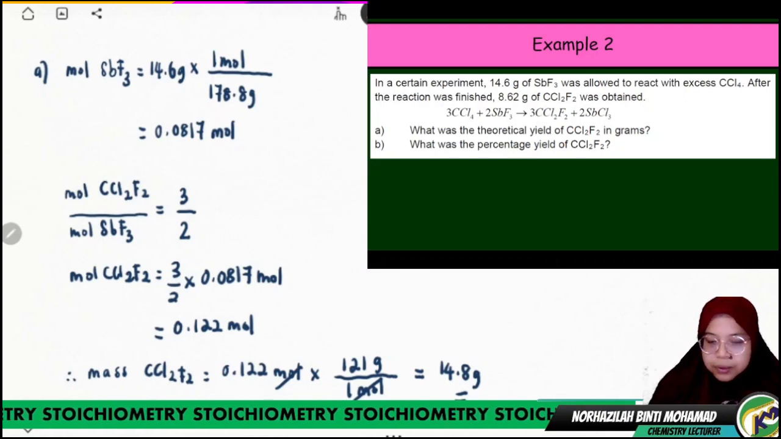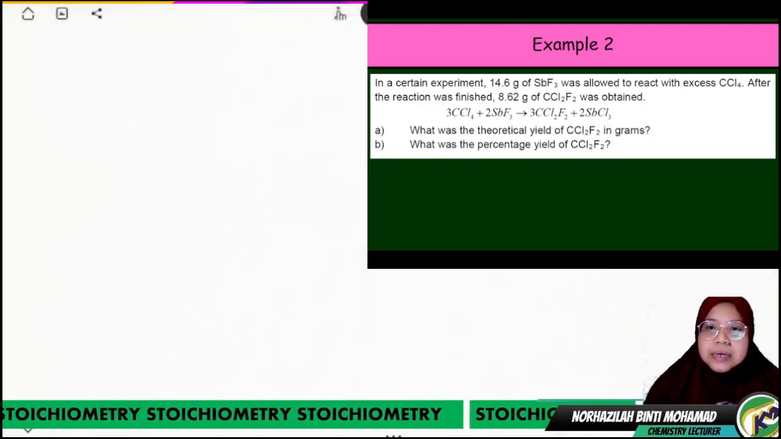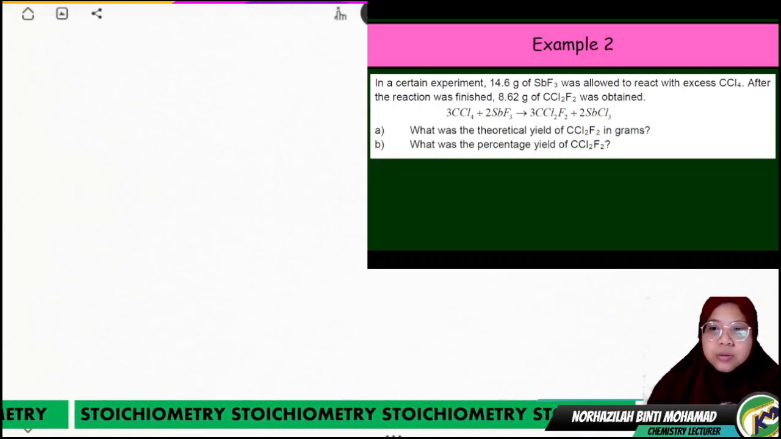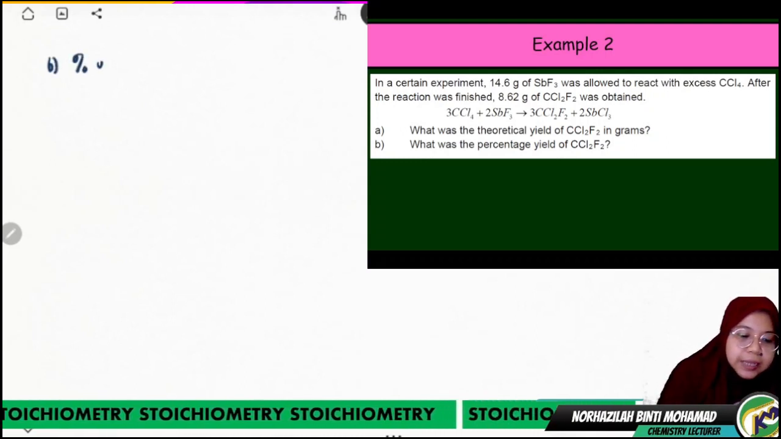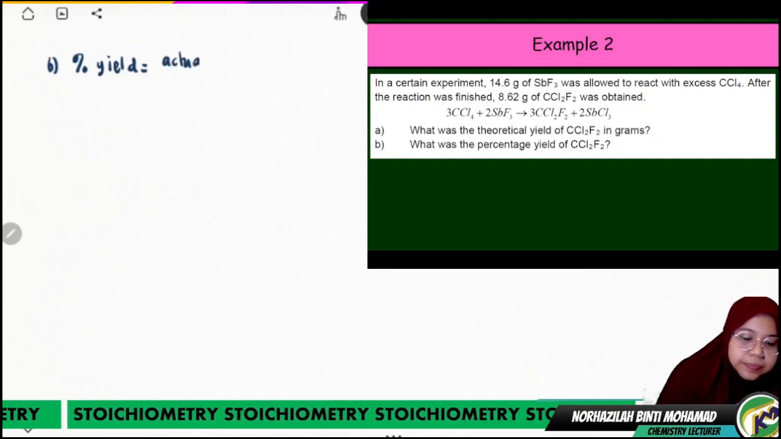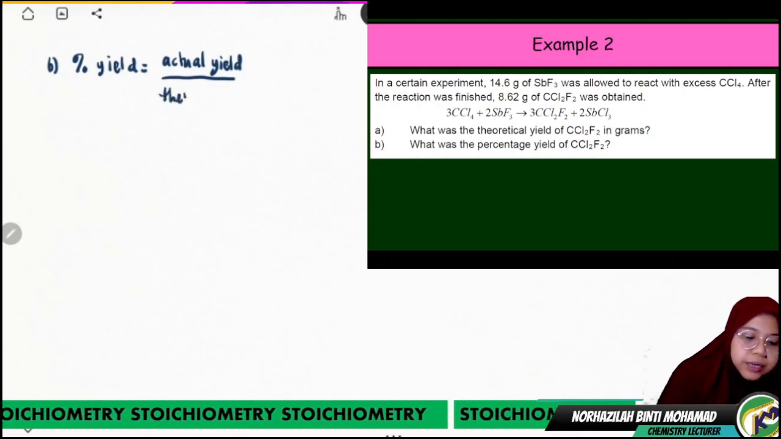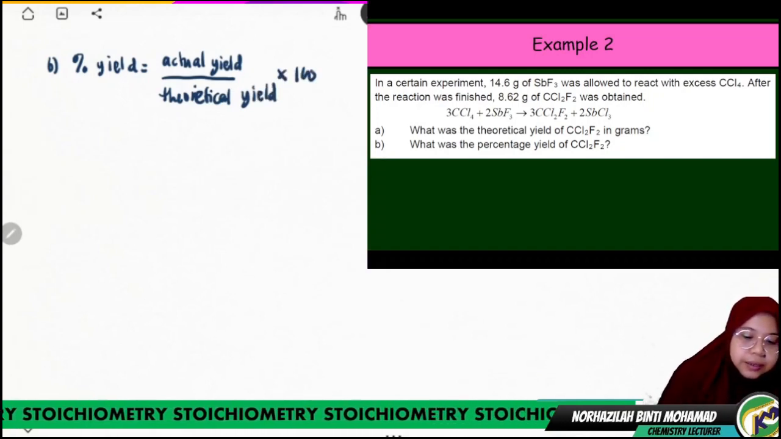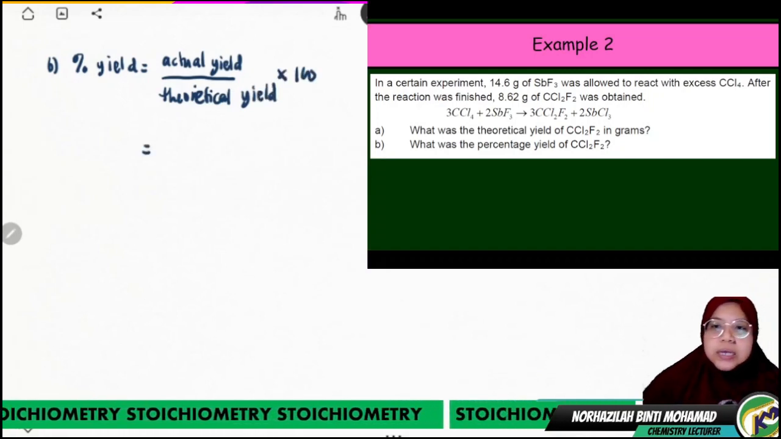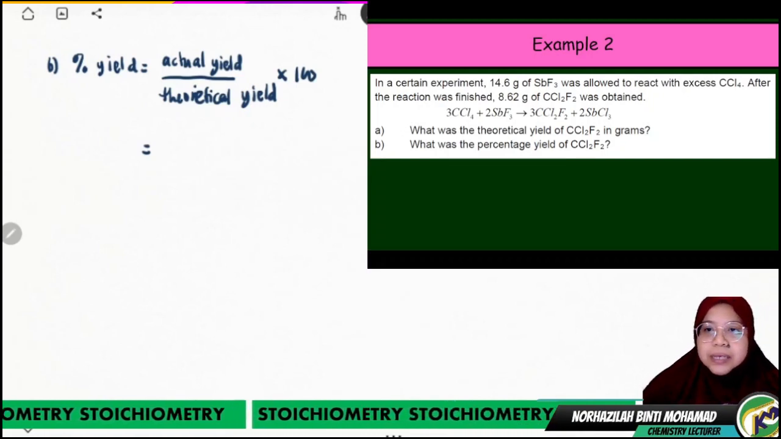Okay, so we proceed to question B. It asks us what was the percentage yield of CCl2F2. So the formula of percentage yield is actual yield divided by theoretical yield times 100. So in the question, the actual yield has been given.